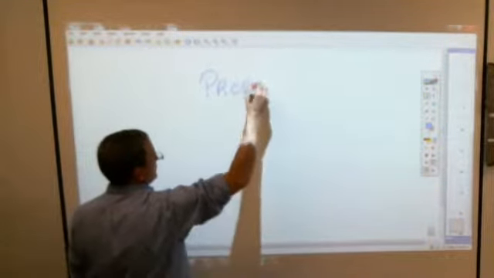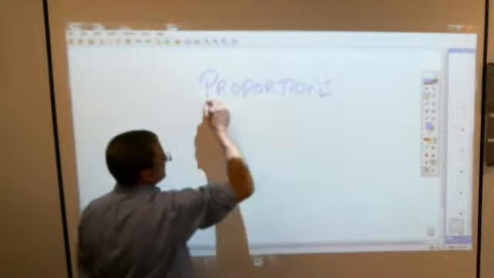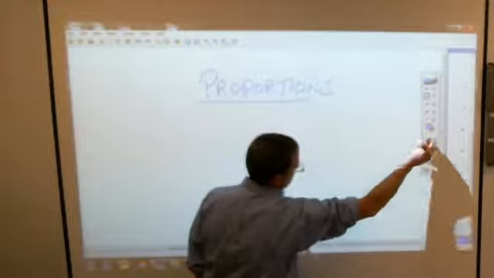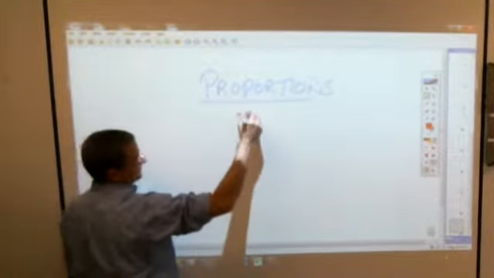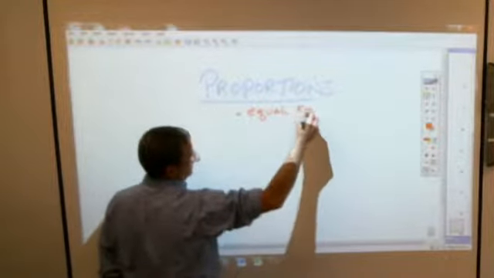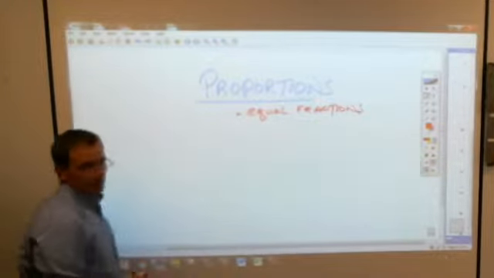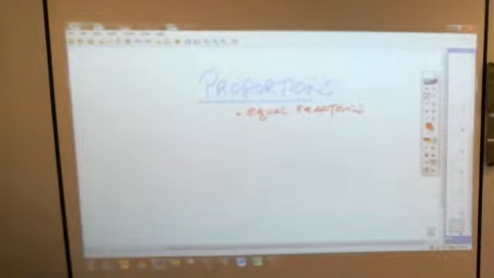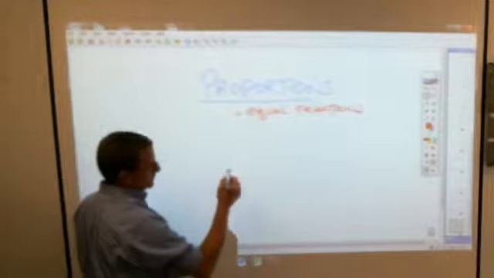Anybody know what proportions are? Somebody who can make their body go in their... No, that's a contortionist. Not a proportion. Simply put, you can just write this down as equal fractions. We've got a lot of note taking, so we probably should put our noses to the proverbial grindstone. A proportion is just two fractions that are equal to each other.